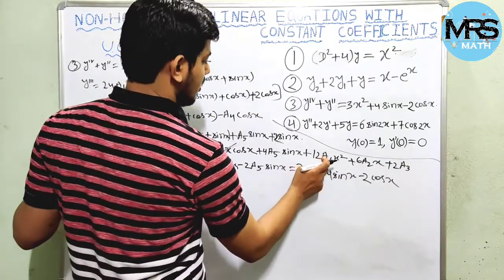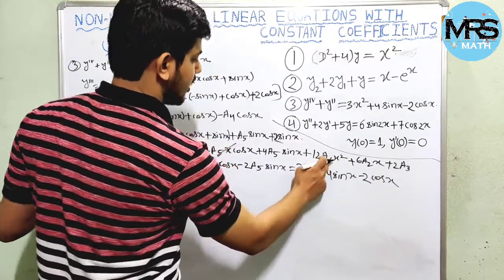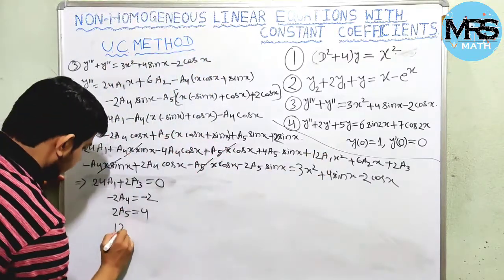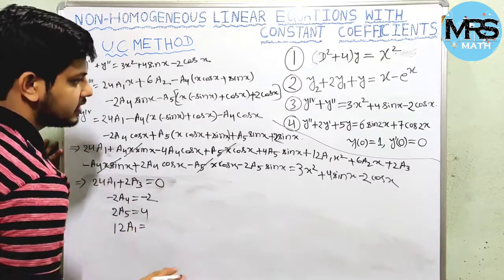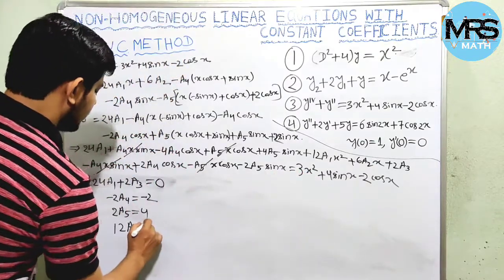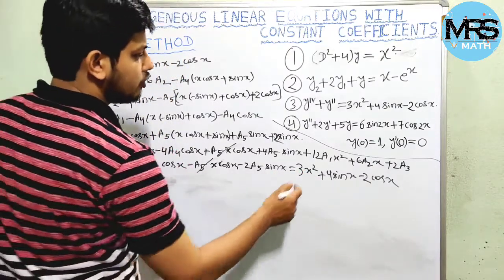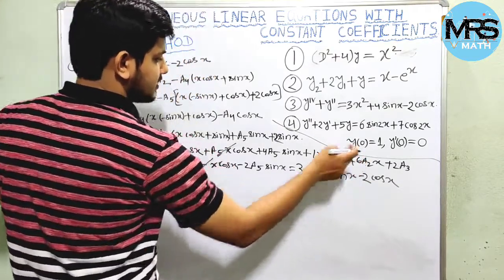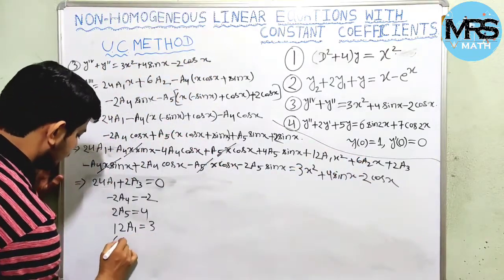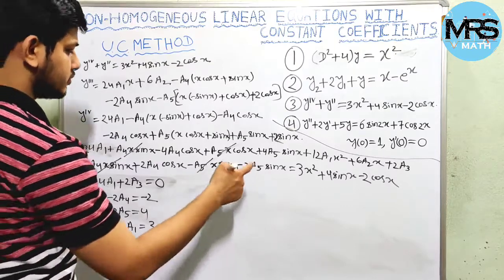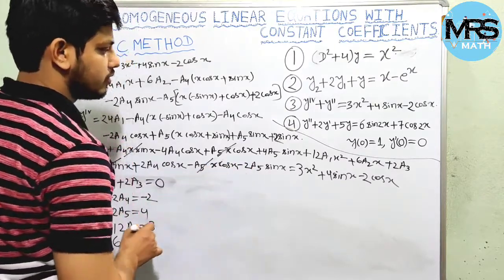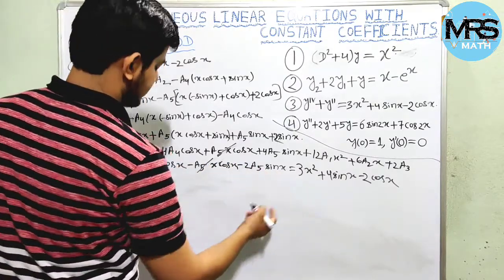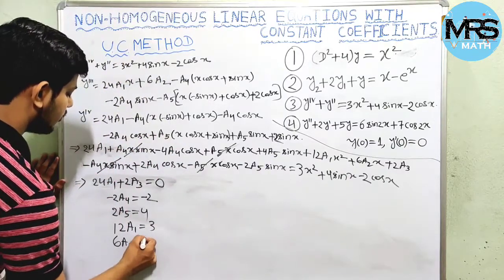Now we will go for the coefficient of x square, that is 12a1. The coefficient of x square is 3. Now we proceed for the coefficient of x, that is 6a2. There is no other term, so the right hand side will be equal to 0.